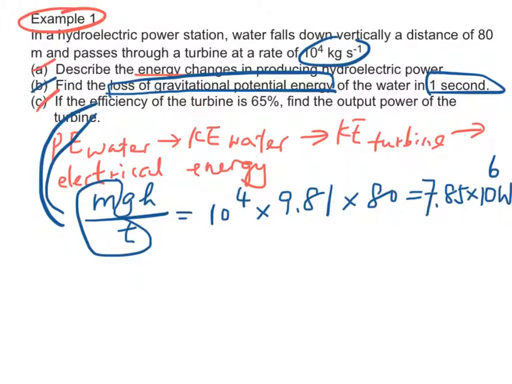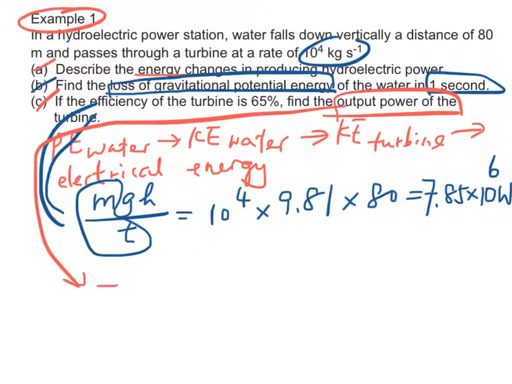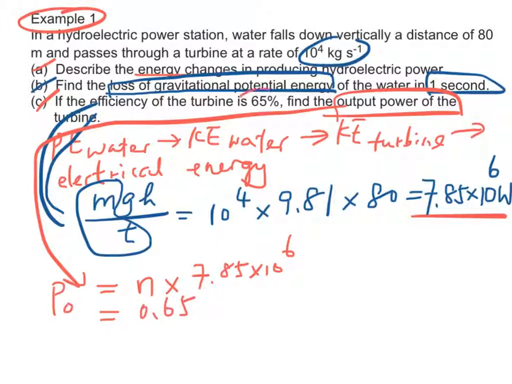For part C, the output power of the turbine equals efficiency times the input power, which is equal to 7.85 times 10 to the power 6. Therefore, output power equals 0.65 times 7.85 times 10 to the power 6, equal to 5.10 times 10 to the power 6 watt.